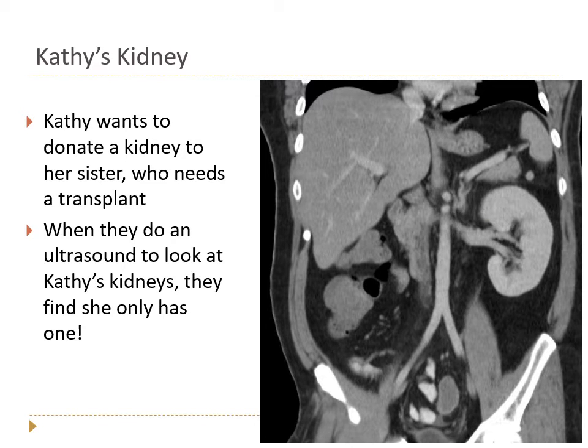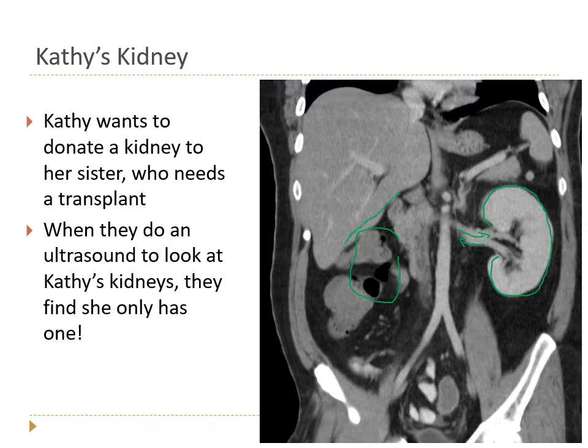Kathy wants to donate a kidney to her sister because her sister's kidneys have failed and she needs a transplant. But as part of their workup testing on Kathy, they find out she only has one kidney. This image is not actually an ultrasound, it's either a CT or an MRI. We have a coronal section, and we can see her left kidney here, and the blood vessels bringing blood to and from the kidney. And we don't see a kidney over on the right side.